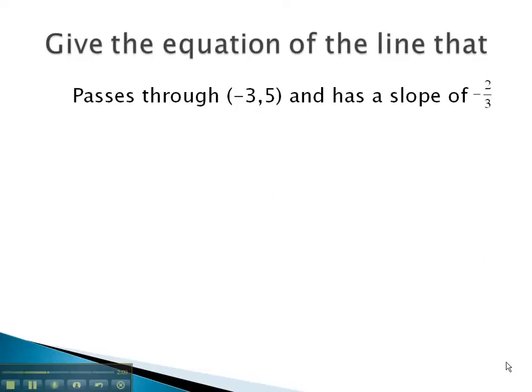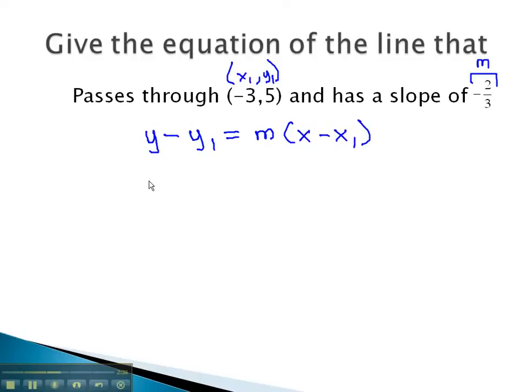For example, in this problem, we pass through the point -3, 5. We will use that specific point for x1, y1. We also know it has a slope of -2/3, which we always represent with the letter m. The point-slope formula, another good one to memorize, is y minus y1 equals m times x minus x1.